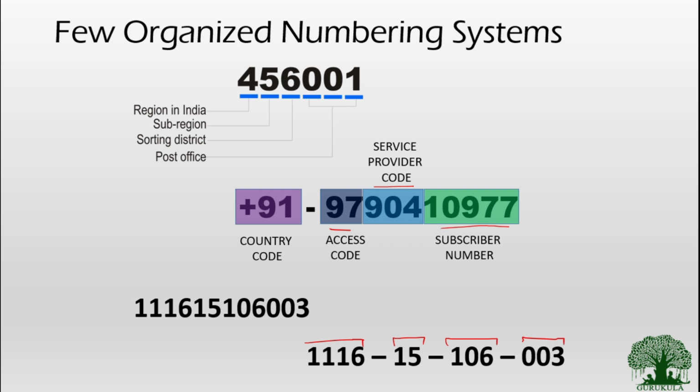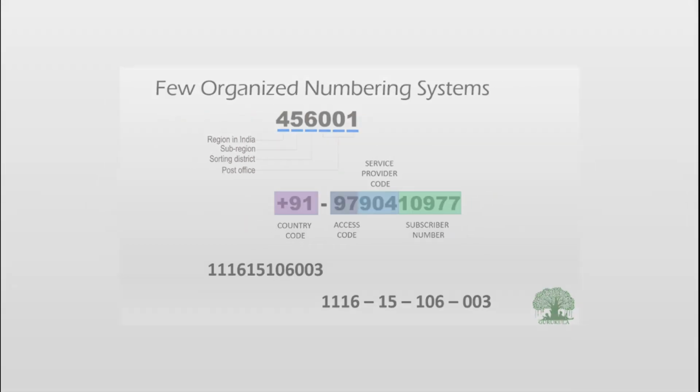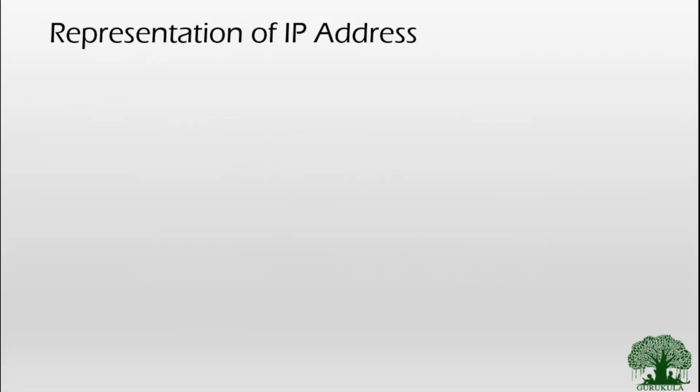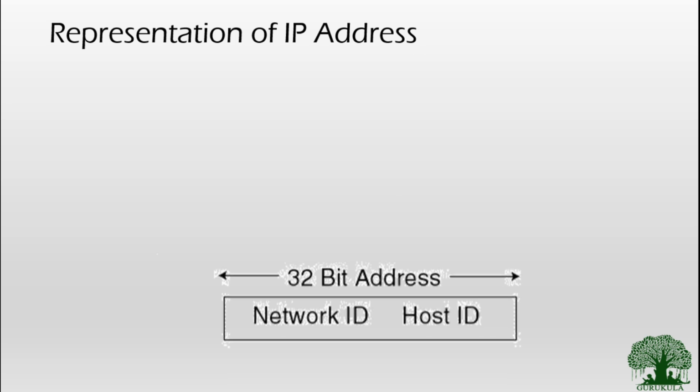So the same principle is applied for your IP addressing as well. We cannot simply put 32 bits of number in a randomized way. So the 32 bits of address are classified into two halves. Few bits will be representing the network ID, and few bits will be representing the host ID. How many bits represent network ID and how many bits represent host ID, we will be discussing a little later.